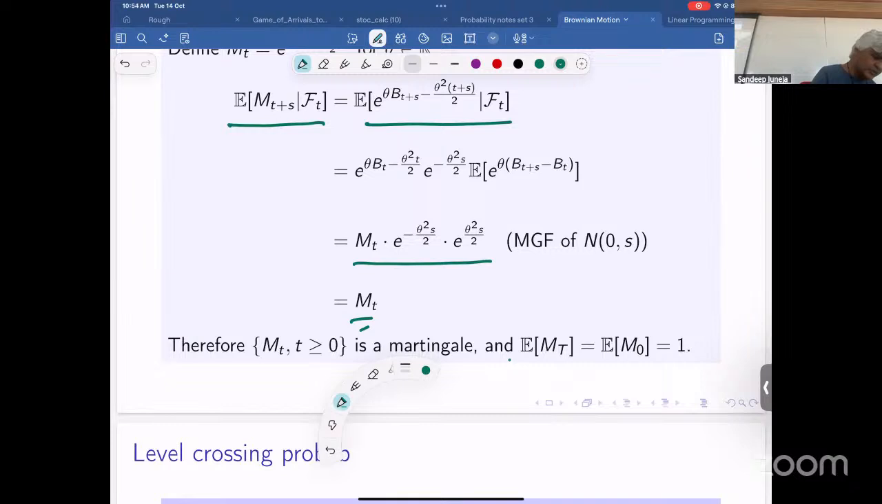And E of M_tau, this should be tau here, the stopping time. That's again going to be equal to E of M_0, and that's equal to 1.